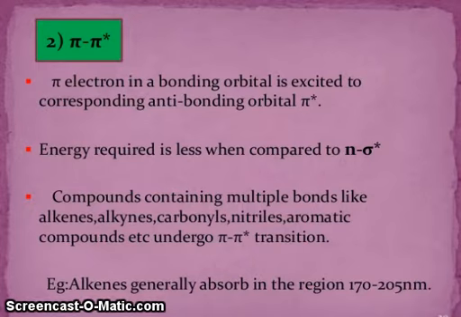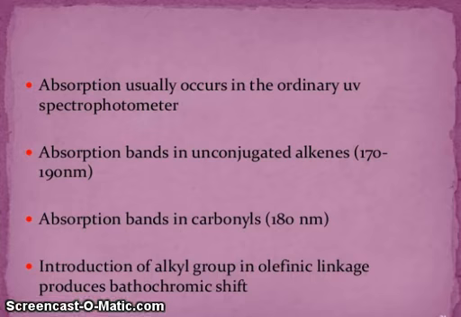Alkenes generally absorb in the region of 170 to 200 nanometers. Absorption usually occurs in the ordinary UV spectrophotometer. Absorption bands appear in unconjugated alkynes and in carbonyls. Introduction of alkyl groups in an olefinic linkage produces a bathochromic shift.